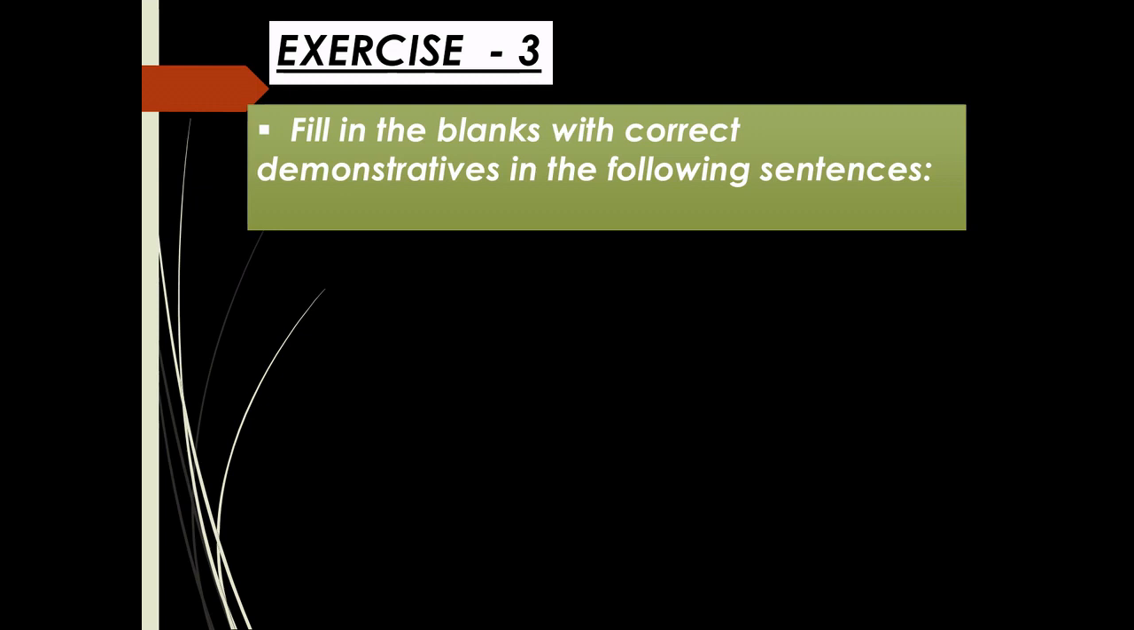This is used for a singular noun and these is used for a plural noun. That and those are used to refer to a person or thing far away from the speaker. That is used to avoid the repetition of a noun. And that is also used for a singular noun and those is used for a plural noun.